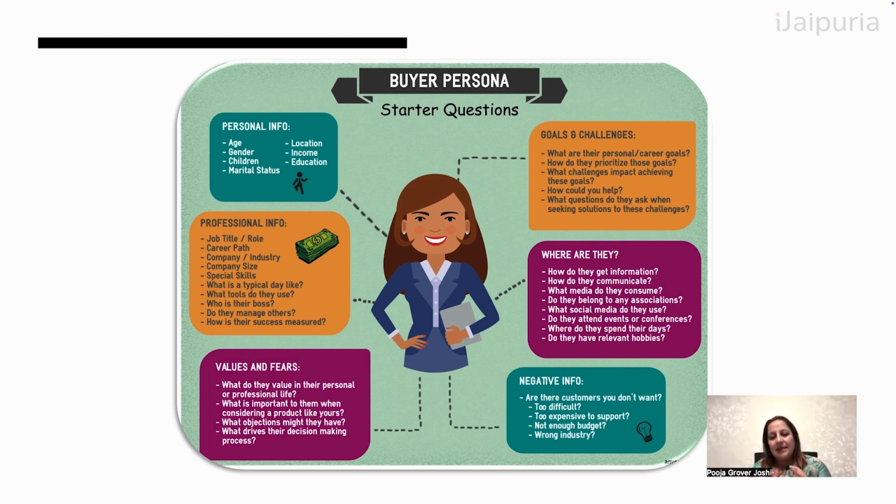Right. Then comes the little negative info, because are there customers you don't want, which means too difficult to manage, too expensive to support, not enough budget, and maybe the wrong industry? So based on these kinds of questions, and you can even add a little more, this is how you can create that buyer's persona, the fictional character which we just spoke about. Then once you have full clarity that for my product and my services, this is the customer who's going to buy my product, right?